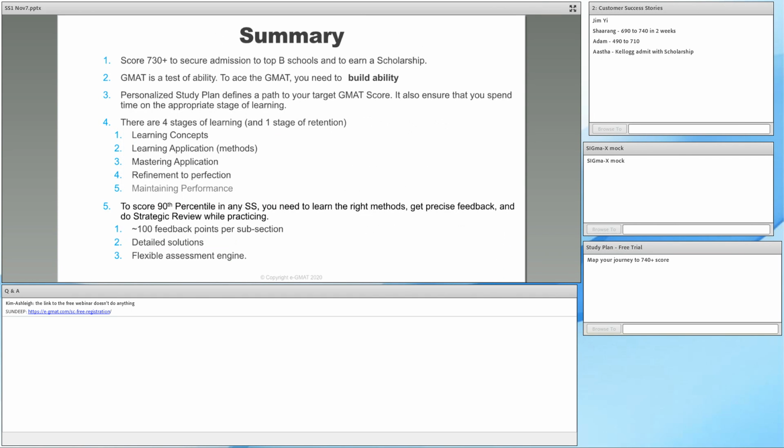Okay. And here's a summary. Again, make sure you understand these stages of learning. Make sure that you get the right feedback and you act upon it. Really important. If you don't act upon it, you're not going to see that improvement.